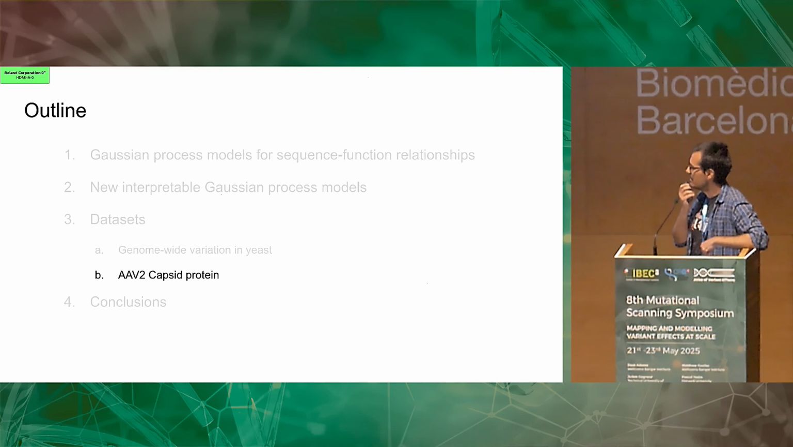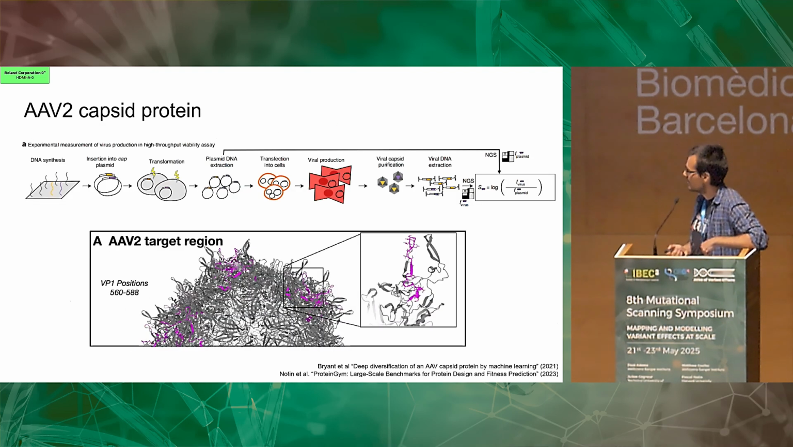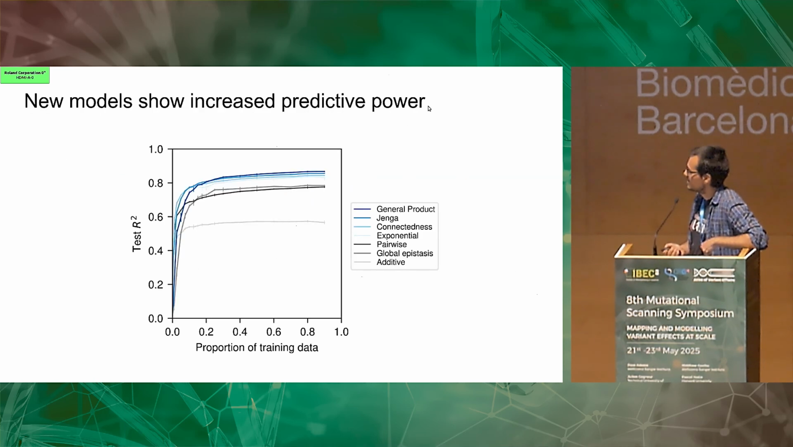So in the second example, we'll be looking at the capsid protein of the AAV2 virus in this data set that we took from a paper generated at George Church's lab, in which they heavily mutagenized this 28 amino acid region in the capsid protein and measured the efficiency with which this virus assembles. So as before, we compared our new models with previous models, and we can see that the new models perform better given a sufficient amount of training data.